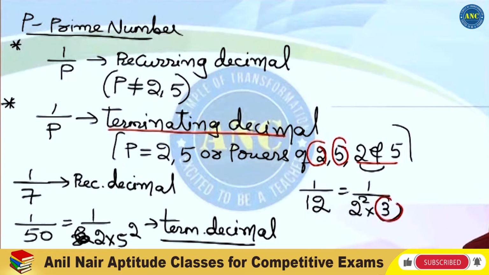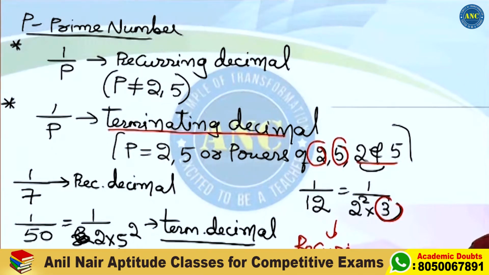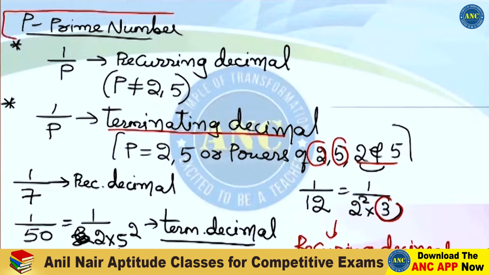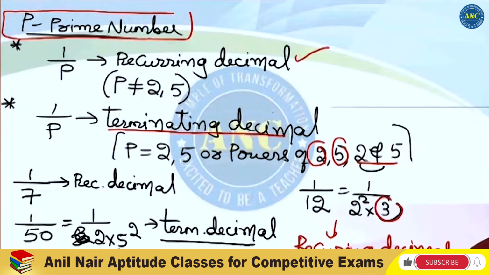3 is present. So if the denominator contains a prime number other than 2 and 5, what is the answer I will get? A recurring decimal. Please take a screenshot of this extremely important key point. If P is a prime number, under what cases will I get a recurring decimal? Under what cases will I get a terminating decimal?